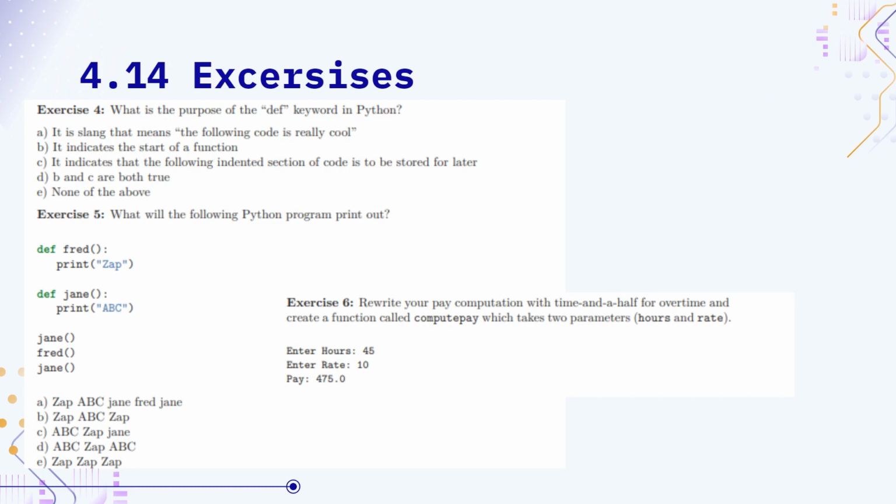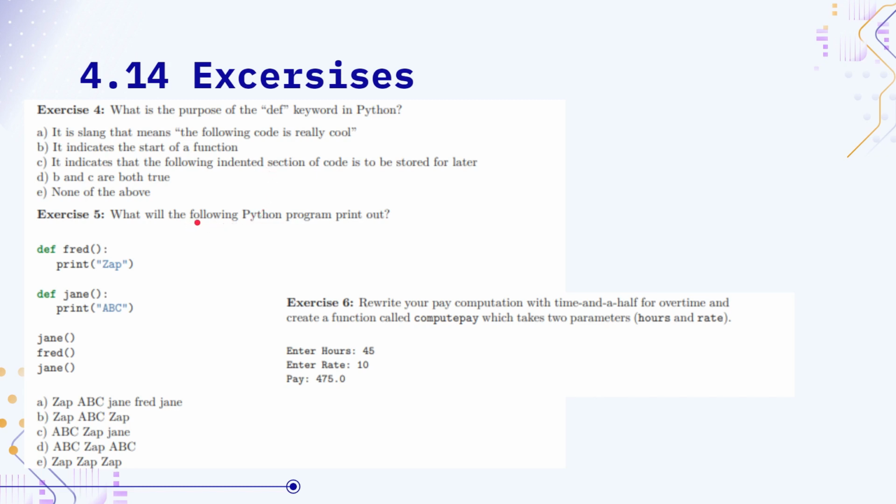So exercise 4. What is the purpose of the def keyword in Python? The correct answer here is D. It is B because def is used to indicate the start of a function, and C, it indicates that the following indented section of code is to be stored for later. This is true because whenever you define a function, it's stored in the computer's memory so that when you call it later, the computer goes into its memory, which is where the function is stored, so that it can actually use it.